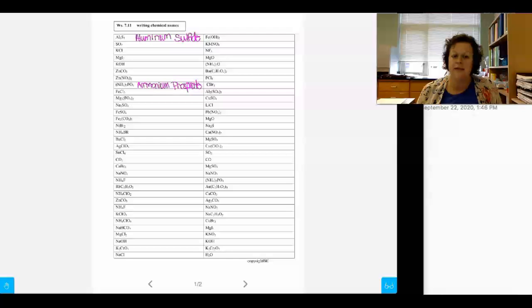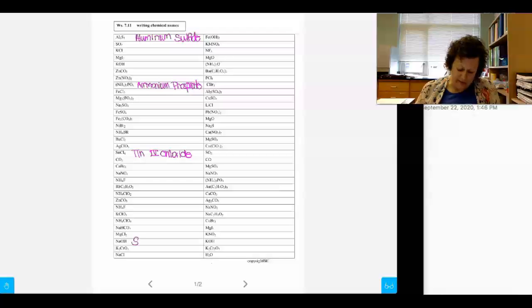All right, let's look at this one. SnCl4. What is that? Tin 4 chloride. Tin 4 chloride. Don't forget, if it's a transition metal, you have to use the Roman numeral to tell the oxidation number.